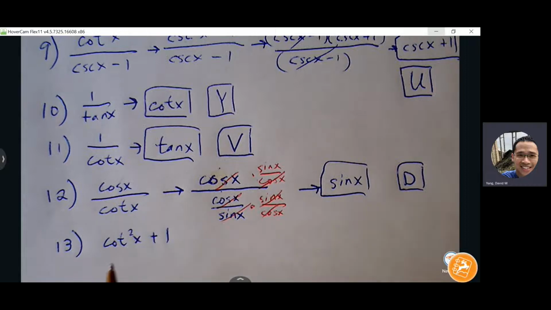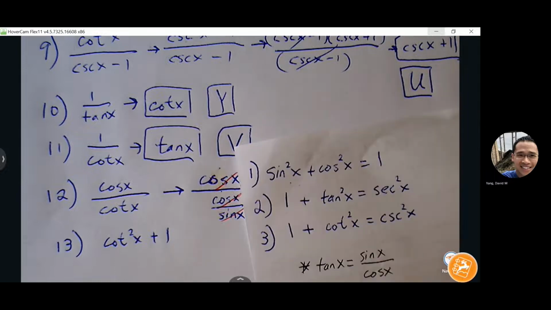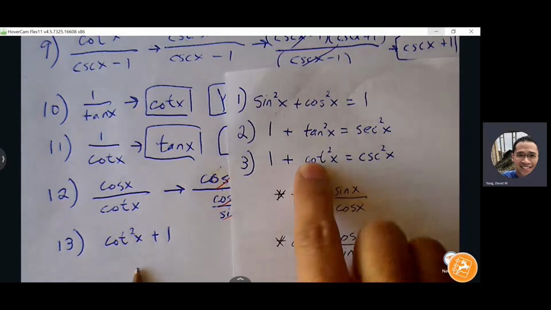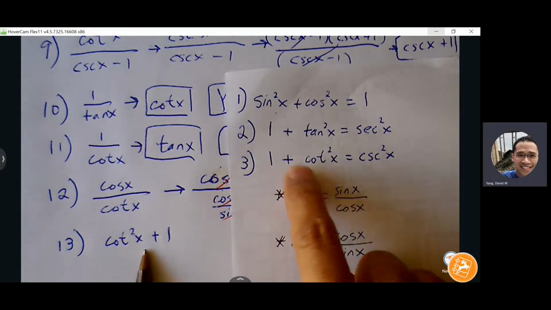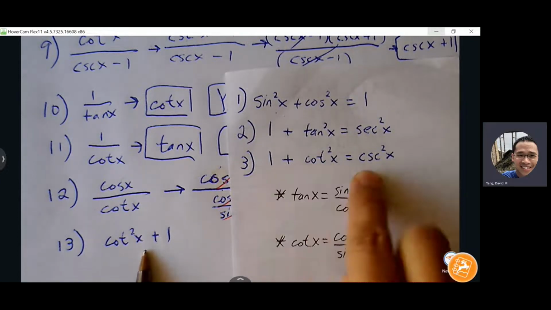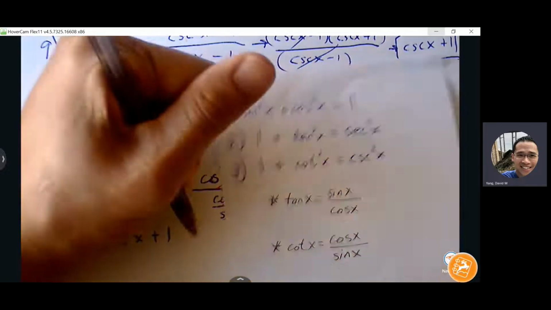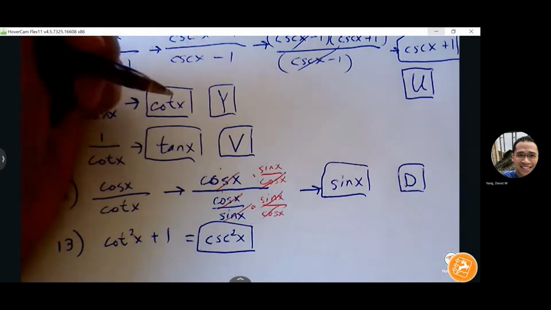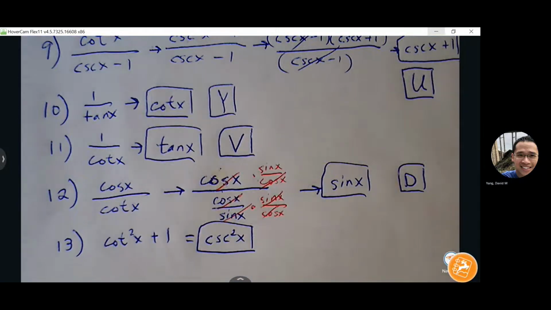And okay, all right, cotangent squared plus 1. Does that look like anything? Yes, that's a perfect match with one of our identities. No need to rearrange. 1 plus cotangent squared x is simply cosecant squared x. Should be able to find a match.